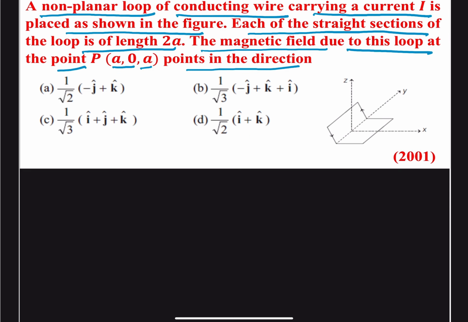In the figure we are given a loop. Let us call this loop A, B, C, D, E and F, and it states that each straight section of the loop is of length 2a. So we have FE as 2a, and also AB will be of length 2a, and the current is flowing along this direction. So we have to find the field at the point P, which is at (a, 0, a). It means we have X as a, Y as 0, and Z is also a.